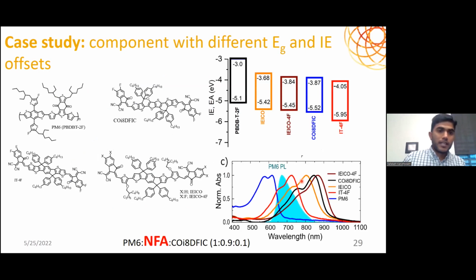So in this case, we selected PM6 as a donor material, and IICO and IICO4F plus IT4F as ternary systems, and we use COi8DFIC, a medium offset small molecule, as a third component. And you can see the absorbance here. And again, one could expect nice energy transfer because of the PL overlap of the PM6 with the acceptor material.